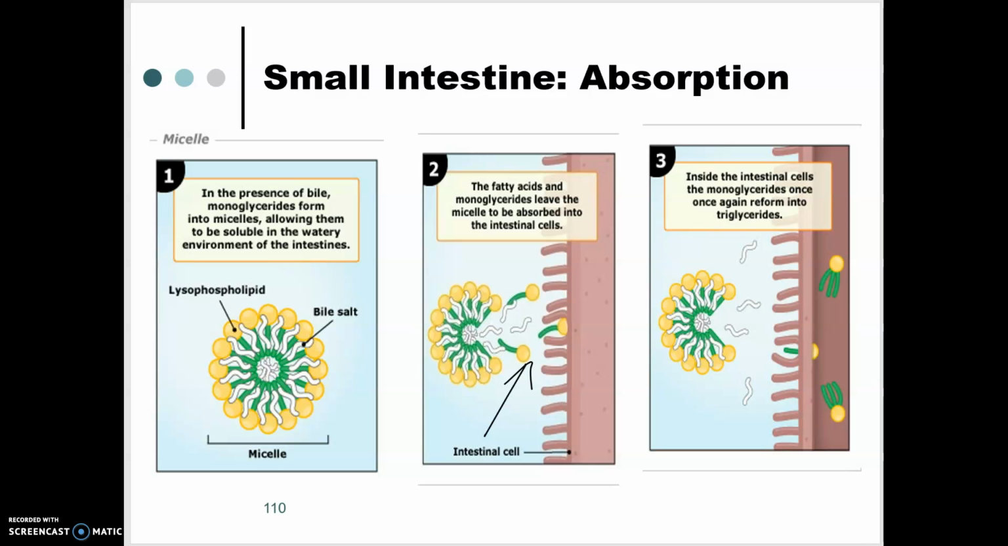Once those bits and pieces of lipids get inside the cells, they'll go from being monoglycerides, and they'll reform themselves into triglycerides. Once they do that, then they can be absorbed into the lacteal and they can get into the blood circulation.